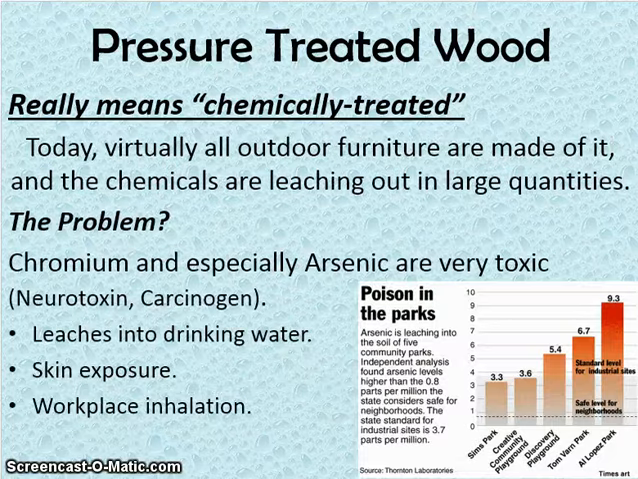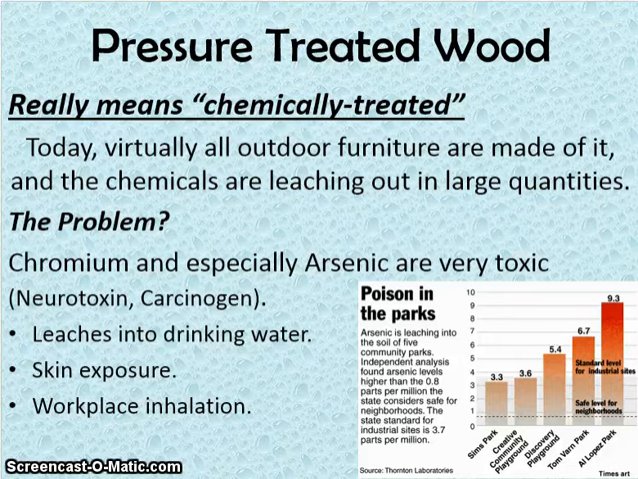The problem is that the chemicals are not bound to the wood, so they can leach out simply by touch or also when the rain washes them into the soil below or drains them into waterways. Chromium, and especially arsenic, are extremely toxic to humans. They can cause problems ranging from skin irritation to neurological damage to cancer.